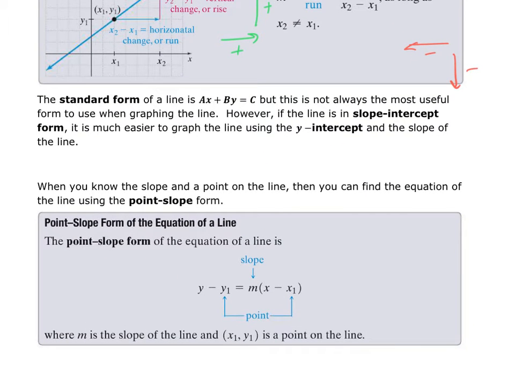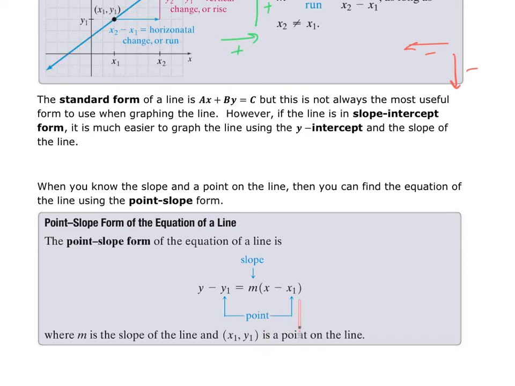The standard form of the line, and you'll see it this way, is ax plus by is equal to c. We prefer it in slope-intercept form because it allows us to write it in function notation and allows us to figure out how to graph it quickly based on the y-intercept and the slope that tells us how to move from point to point.